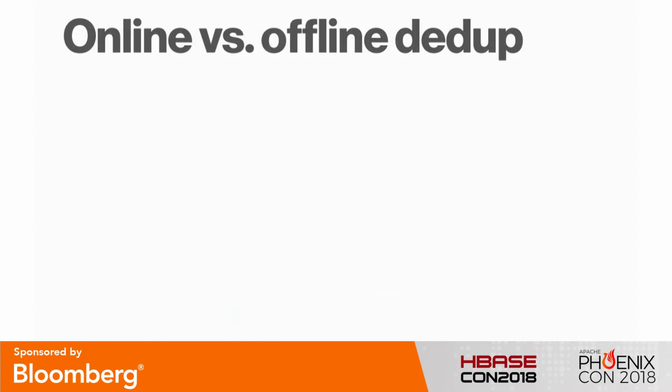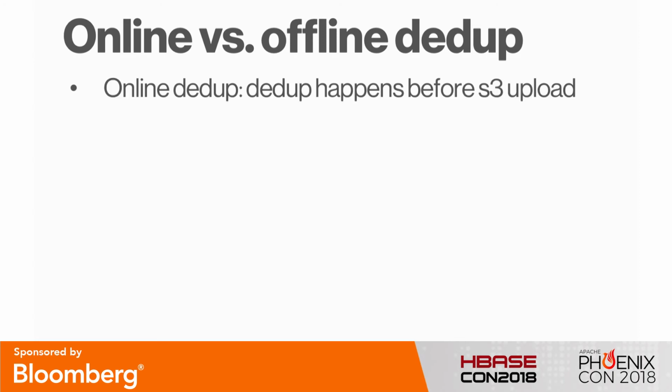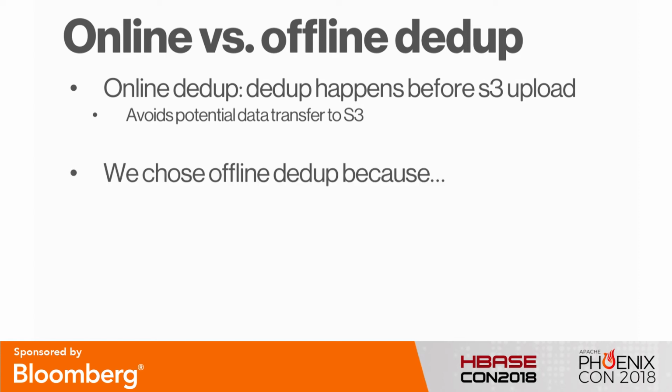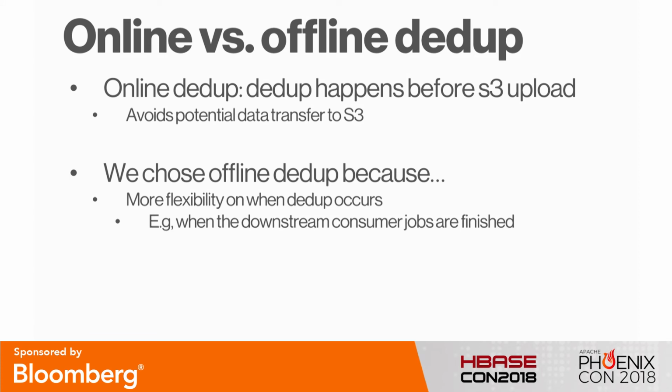The second choice we had to make is whether to do online deduplication or offline. By online deduplication, I mean the deduplication happens before data is uploaded to S3. This could potentially reduce the data transfer, because the data doesn't need to be transferred if it will be deduplicated. However, we chose offline dedupe mostly because it allows us to control when deduplication occurs.